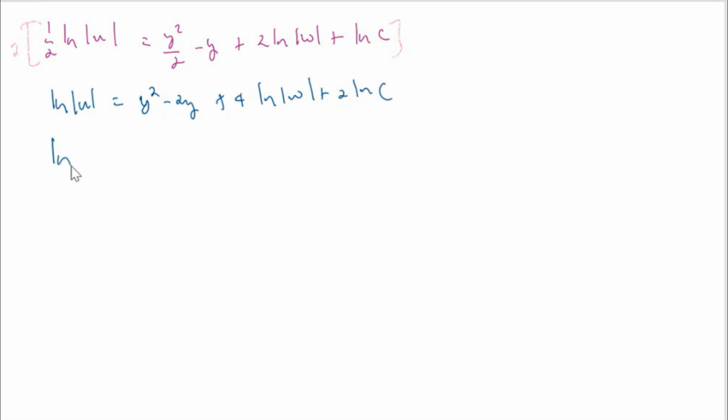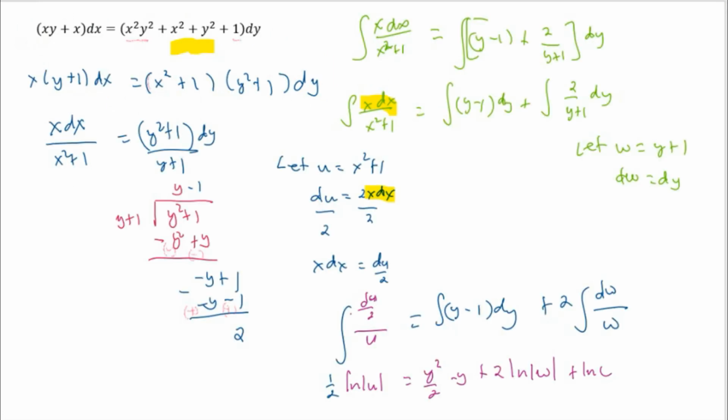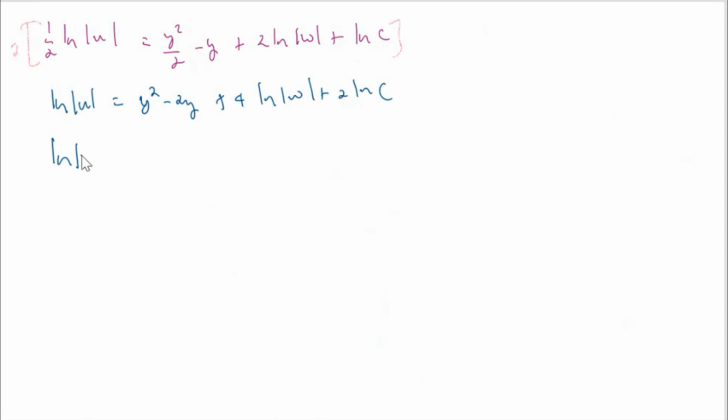So we can write now ln of u. Our meaning of u a while ago is x squared plus 1 for the first term. We have x squared plus 1 is equal to y squared minus 2y plus 4 ln of the meaning of w, there is y plus 1, plus 2. Instead of writing 2 ln c, we can use the power rule. So we have now ln of c squared.